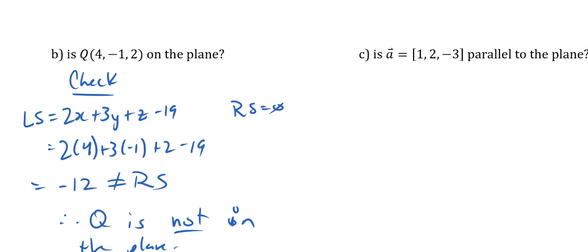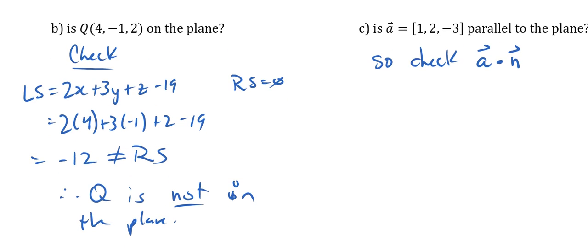So you said dot product, and I heard you guys agreed with that. The dot product with, so this is going to be, so check A dot N. A dot N and N dot A, is there a difference? So we could do N dot A as well, would be fine.